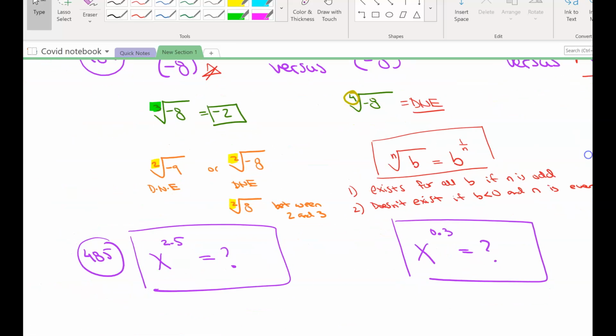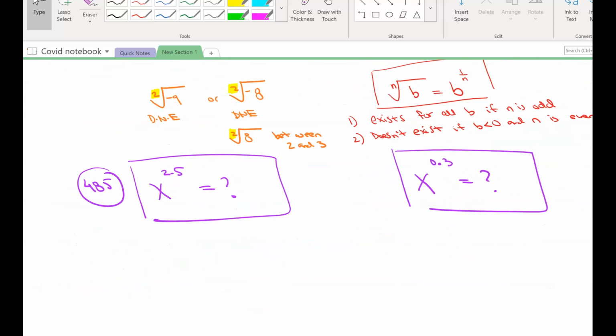Okay? 485. x to the 2.5 and x to the 0.3. What I'd like you to do here is rewrite x to the 2.5 and x to the 0.3. Please rewrite these exponents that are decimals as rational exponents or fractional exponents. Go ahead and do that and then reply to me. Okay? I'm guessing a number of you said 2.5 is the same thing as x to the 5/2, and x to the 0.3 is the same thing as x to the 3/10.